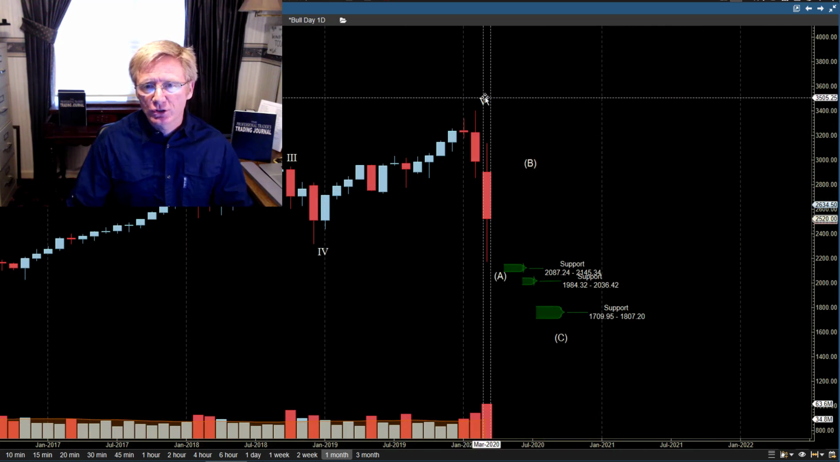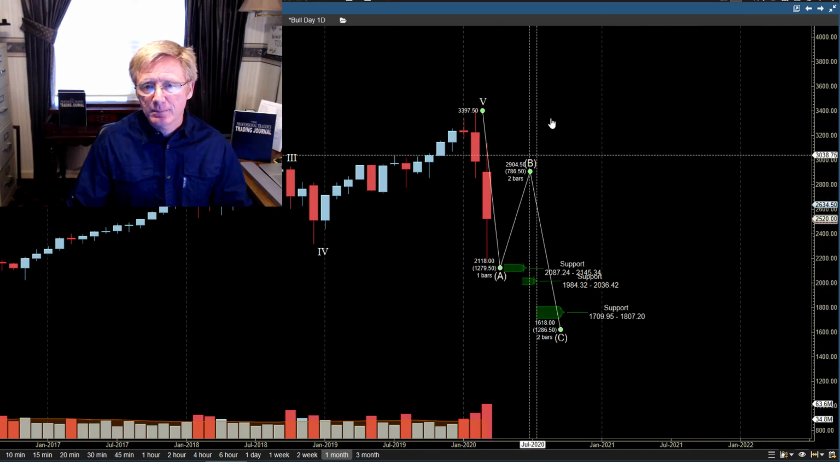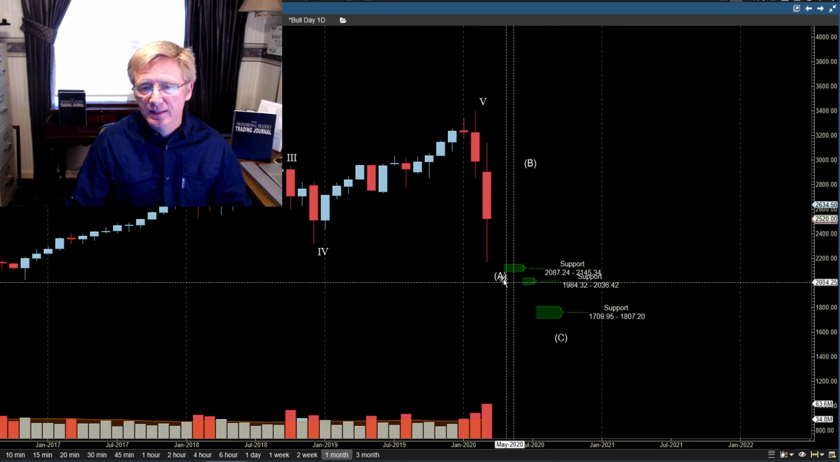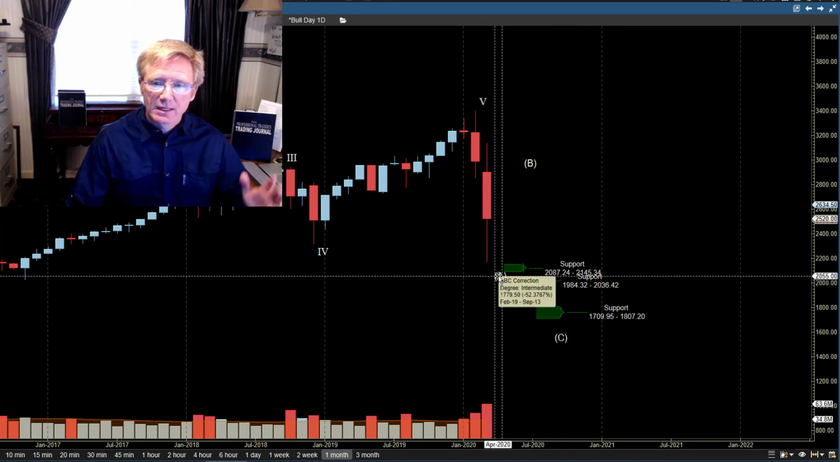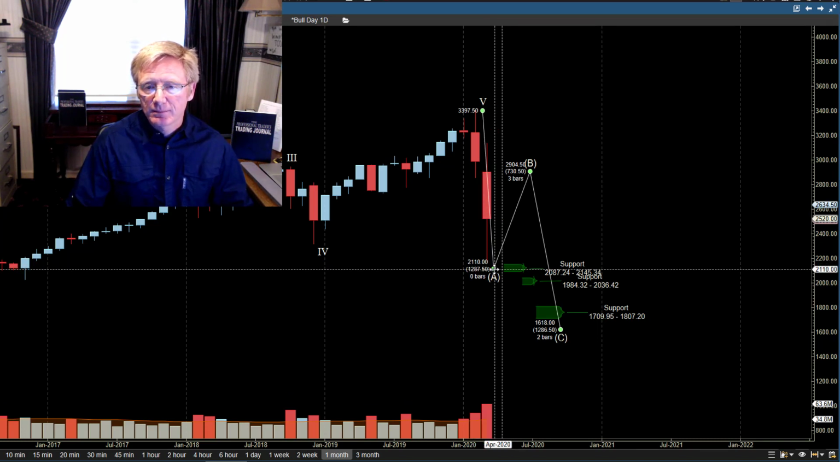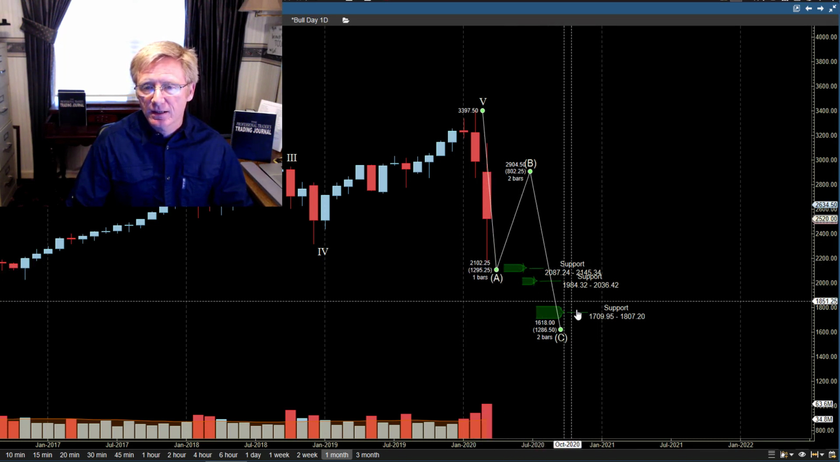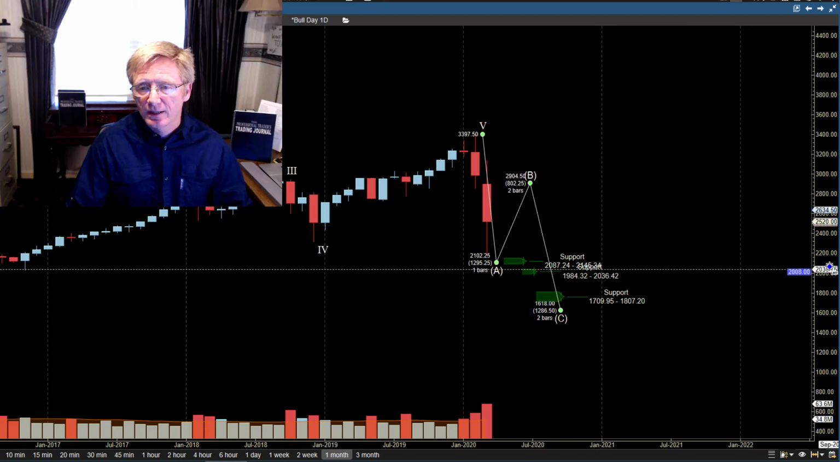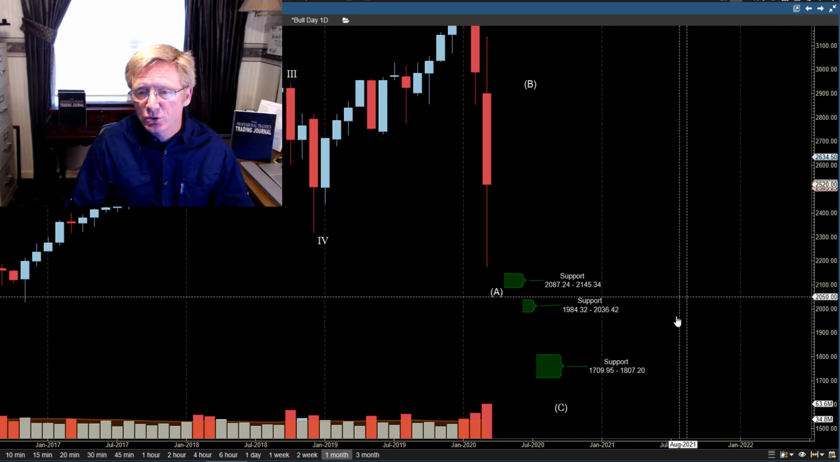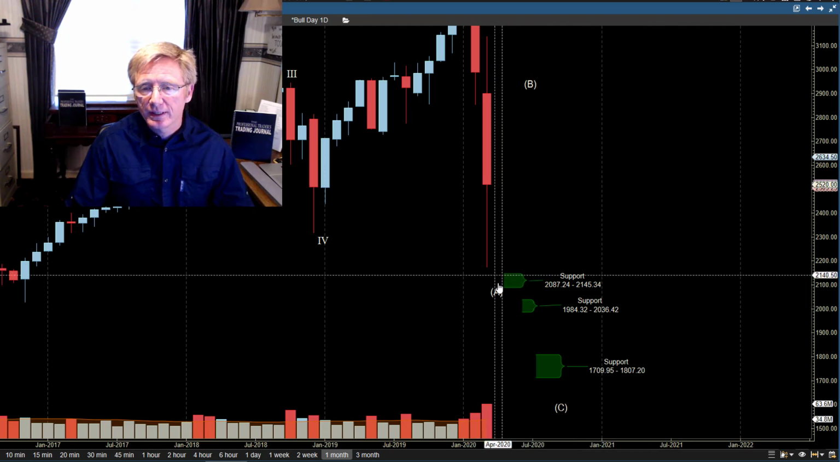So this correction could look something like this, an ABC, which could come down into here. I don't think that A is quite finished yet. Not really sure. A could be finished right here. But I wouldn't be surprised if A comes down into this support area of 2087 to 2145, somewhere in here.